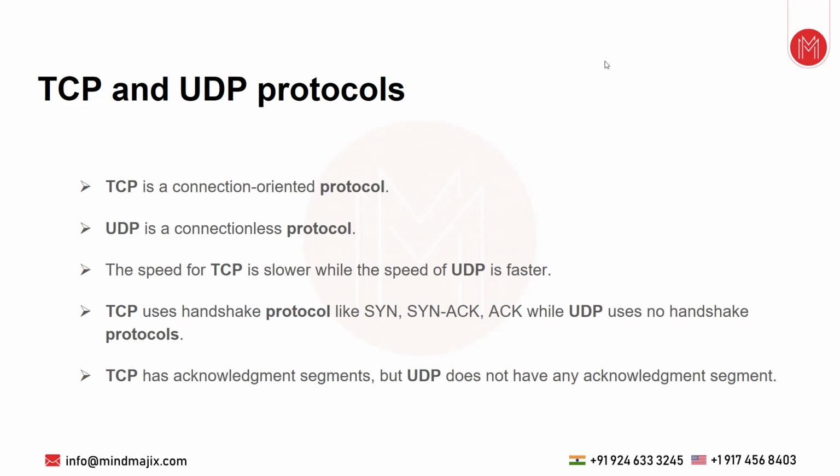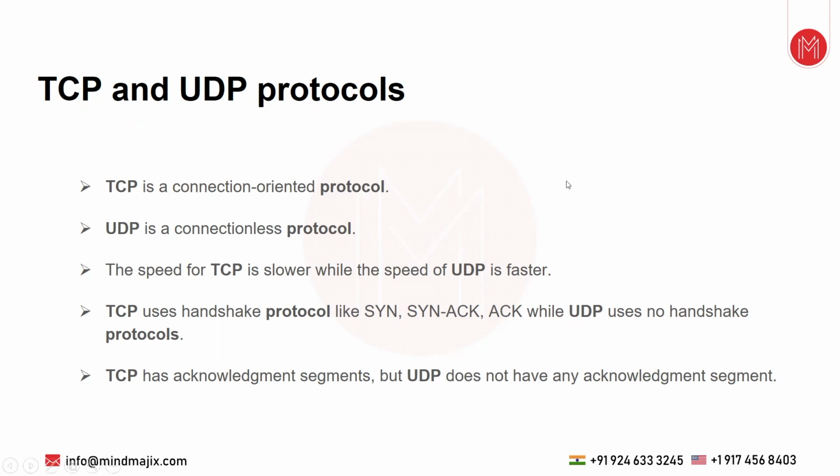Then comes the TCP handshake. What is that? TCP follows a handshake protocol method. It will send a SYN packet, it will receive back a SYN-ACK, and it will send an ACK. I'll discuss it within a few seconds after this slide. But UDP doesn't follow any kind of handshake protocol. That's why it doesn't verify whether the data has been delivered or not. The same thing has been written in the last line also: TCP has acknowledgement segments, but UDP does not.